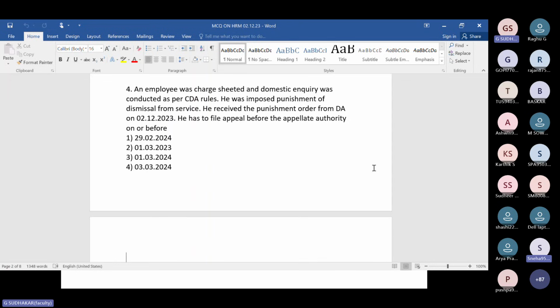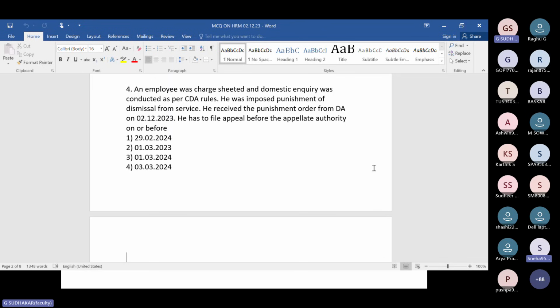Which one is the nearest answer? From 2nd December to 2nd January would be 1 month. 2nd January to 2nd February would be the 2nd month, and 2nd February to 2nd March would be 3 months. So he has to appeal before 3rd of March. No, it will come only on 1st March.